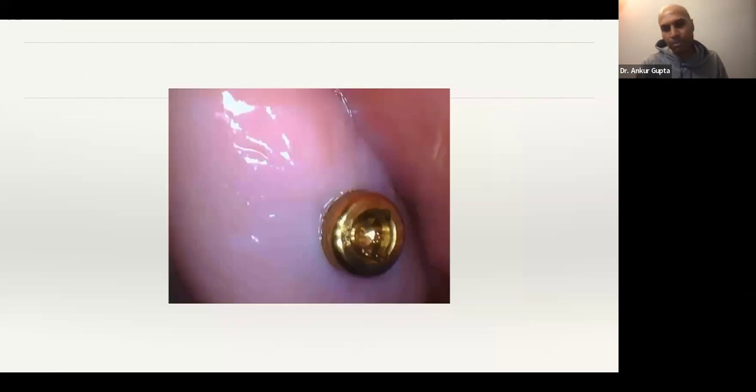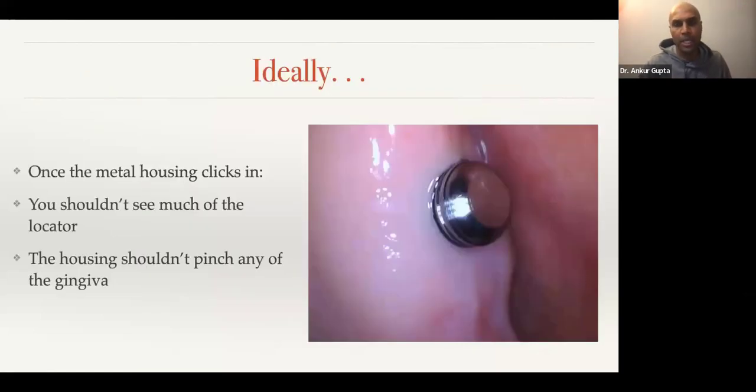And so that means it looks pretty good coming out of the tissue. 3 millimeter locator cuff height. It looks, all right, not super bad coming out of the tissue. And then what I do is I take a metal housing. This is the thing that will eventually be picked up by your denture that's going to snap into your locator. So I take a metal housing and I snap it into my locator. Here are the rules that you want to follow. When you snap in your metal housing, ideally, you wouldn't want to see a lot of locator. You would want to see very little, but you also shouldn't see any of your metal housing pinching the gingiva.